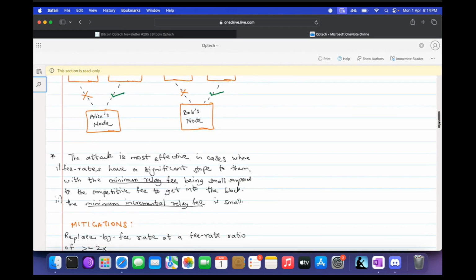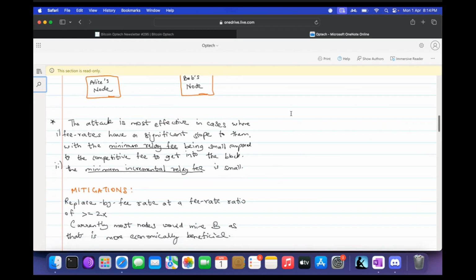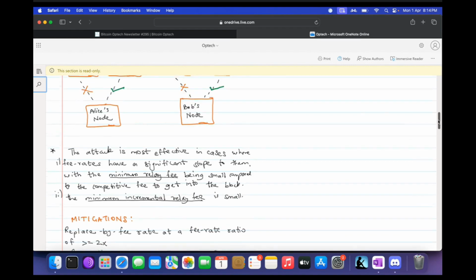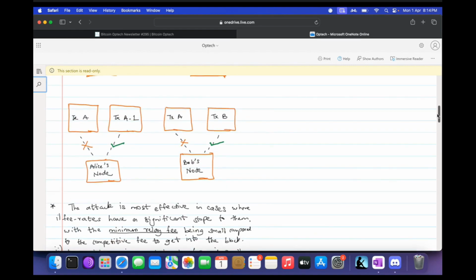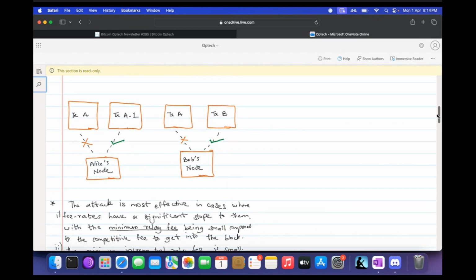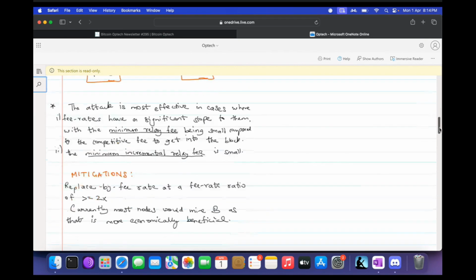And this is referred to as a free relay attack, where you're just freely relaying transactions that are never going to get mined. So this attack can be even more potent if the minimum relay fee has a very small slope. For instance, the minimum relay fee and the difference between the minimum relay fee and the maximum fee that you can increment for A, to ensure that it is still less than B. If that slope is very high, this attack becomes even more potent.